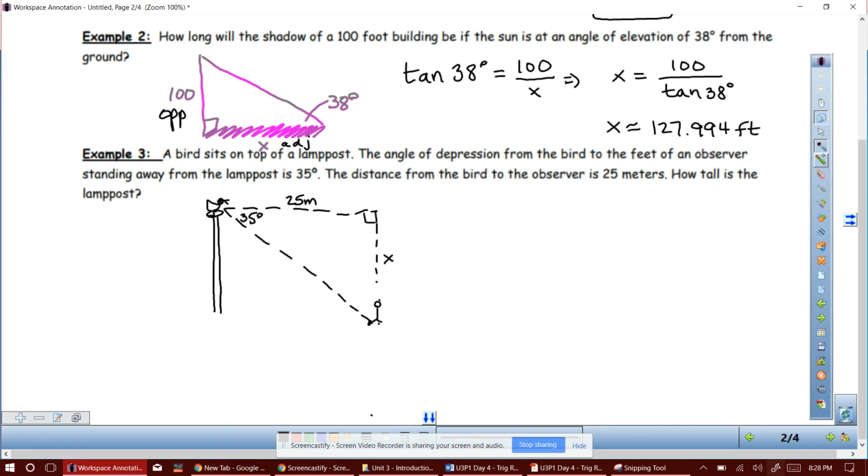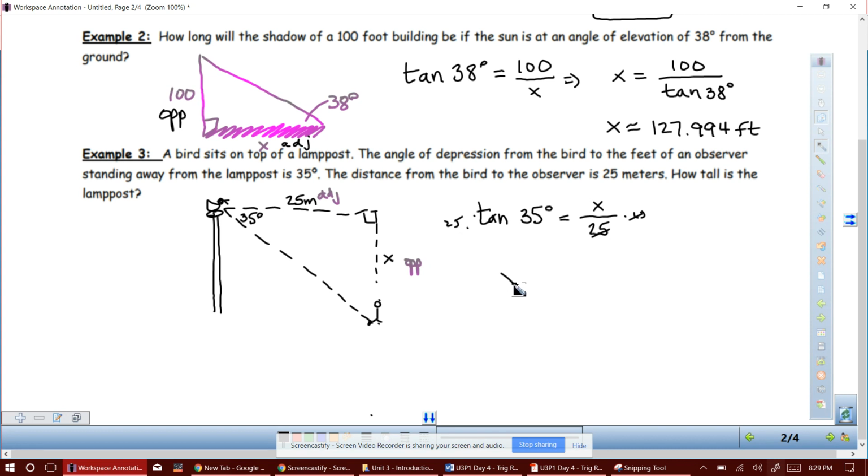As I go through and do my labeling again, I'm going to come in and label this as opposite. And this side again is the adjacent. So you can see I have another tangent problem. So I will say that the tangent of 35 degrees is equal to the opposite, which is x, over the adjacent, which is 25. So I'm going to multiply by 25. That'll get rid of the dividing.